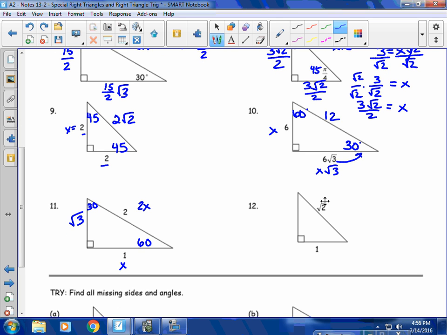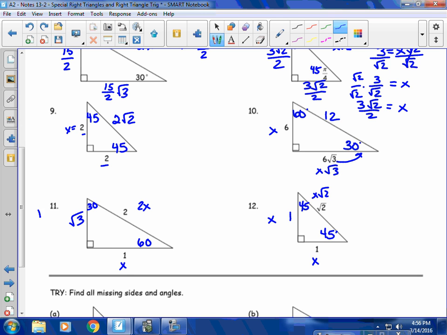All right, last one, and then you can try a couple. I see 1 and radical 2. Well, that could be x, x, x radical 2. What's x? All right, just 1. This is a 1, 1, 1 radical 2. Angles, whenever the legs are the same, angles are the same. This has to be our 45, 45.